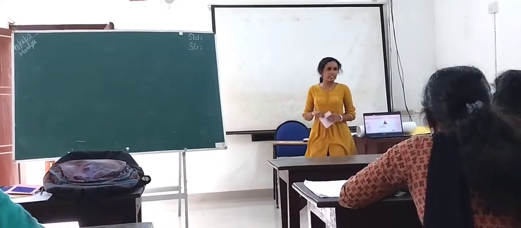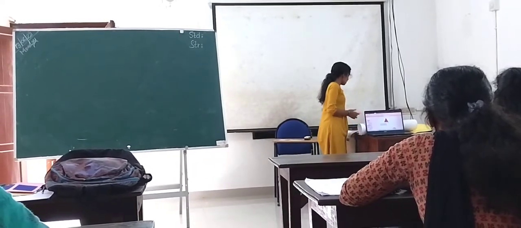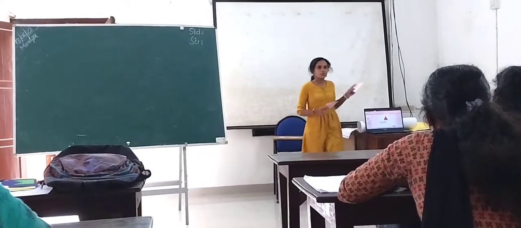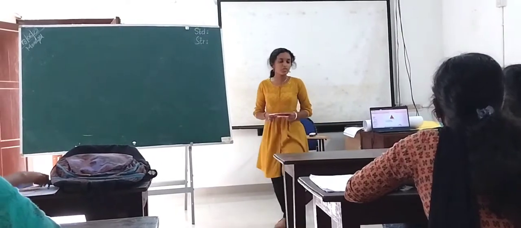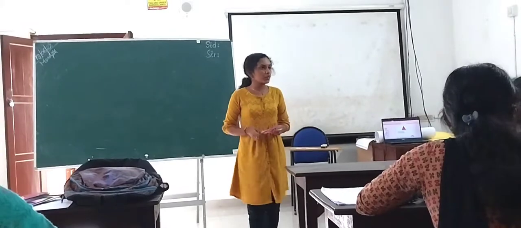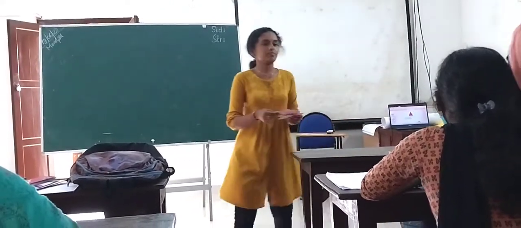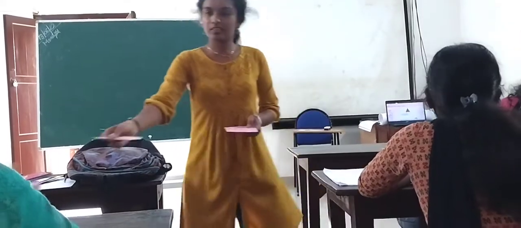So what about the shape of a bread? Square. Can you give any other examples for a square? Chessboard. Very good. A chessboard is an example of a square. Now observe that figure. I have given you a square shape. Isn't it a square? Okay.